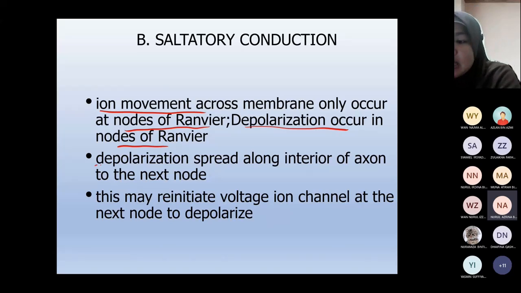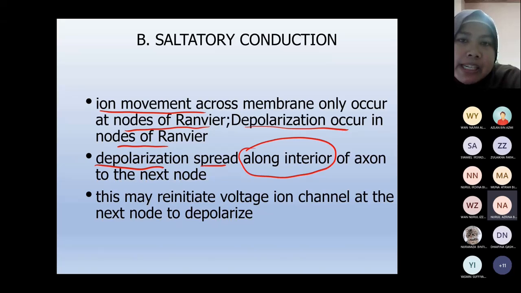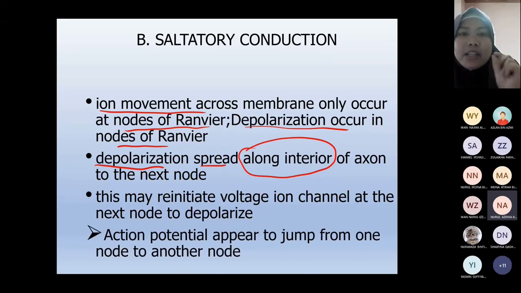So what happened is the depolarization spreads along the interior. Depolarization of one node of Ranvier spreads along the interior of the axon to the next node of Ranvier and reinitiates the voltage-gated ion channels at the next node of Ranvier to depolarize. Okay, what does it mean? Okay, that is why the action potential appears to jump from one node of Ranvier to another node of Ranvier. We can assume the action potential is jumping from one node of Ranvier to another node of Ranvier, but it jumps interiorly.